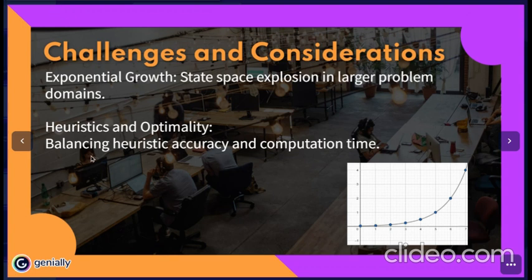Another consideration is the balance between heuristic and optimality. Heuristic provides shortcuts by estimating the cost to reach the goal, but there is a trade off. Let me explain. We know that an accurate heuristic can speed up the search, but sometimes an overly optimistic heuristic might sacrifice optimality. It's a delicate balancing act that varies depending upon our problem. So these are the two challenges that we face in state space search.